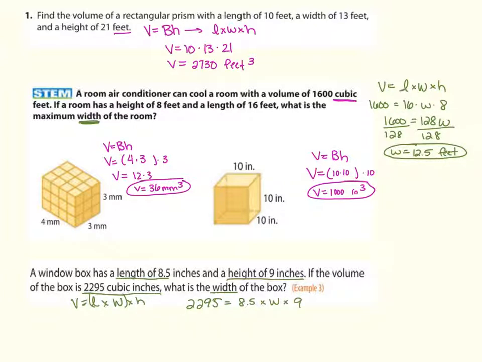I'm going to simplify the right side by taking 8.5 times 9. And then finally divide to figure out what W is. You should have gotten 30 inches, which is the width of this box.